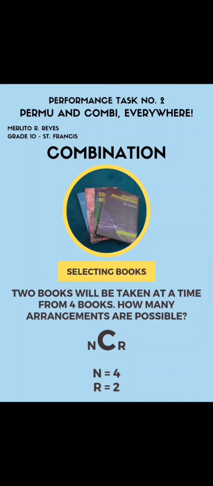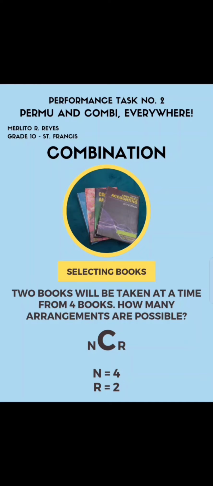So the question is, 2 books will be taken at a time from 4 books. How many arrangements are possible? So based on the question, it is combination because you just have to take 2 books among the 4 books, no? So you just have to take 2 books from 4 books. So meaning arrangement is not important. Okay, so that's an example of combination.